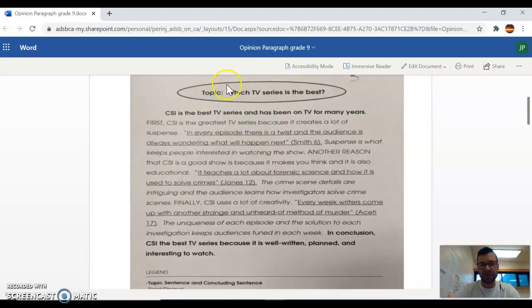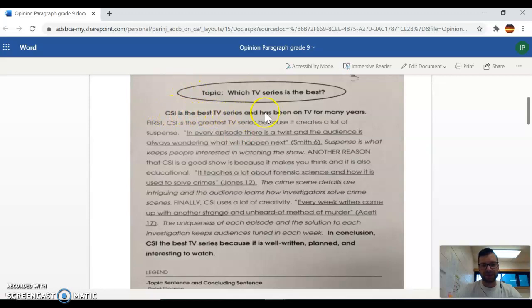So let's take a look at this sample opinion paragraph. So the topic is, which TV series is the best? So the person who wrote this thinks that CSI is the best TV series out there. So we're going to see why they think so. So let's read through it.